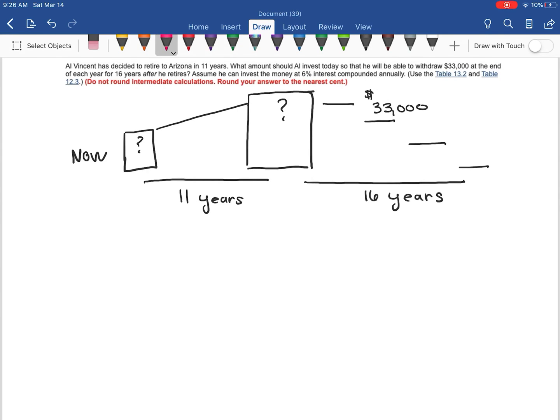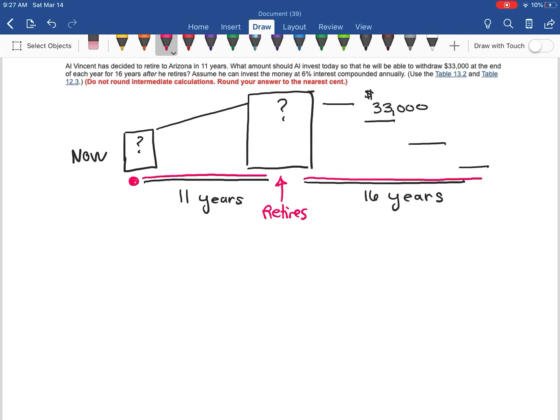Hey Tracy, so here's the question that you're asking about, and I drew a picture to give you a broad picture of what's going on here. It says that Al Vincent has decided to retire in 11 years. So this is now, and in 11 years, if you look at what I'm tracing here in pink, that would be the 11-year timeline, and then this is the point at which he retires. And then after he retires, he wants to be able to withdraw $33,000 every year for 16 years. So this is the picture we're going to use.